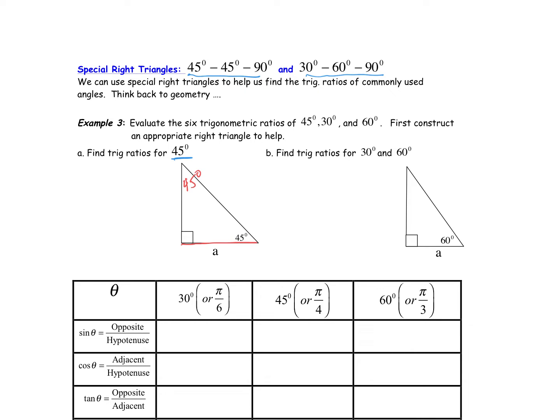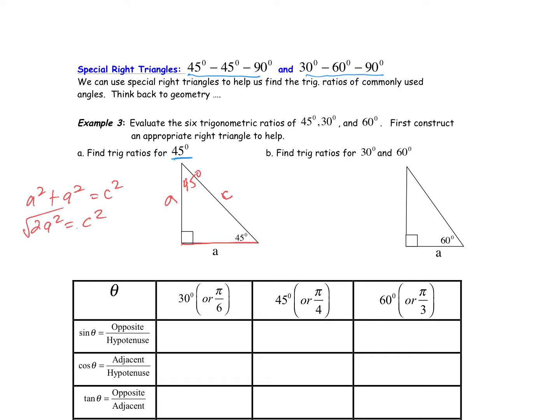And now to find the other ones, we know that this is an isosceles triangle. So in an isosceles triangle, the legs are equal, so this other side length is A. And then we can find the length of the hypotenuse using the Pythagorean theorem. So we have A squared plus A squared is equal to, let's call this C for now, C squared. So we'll have 2A squared is equal to C squared.